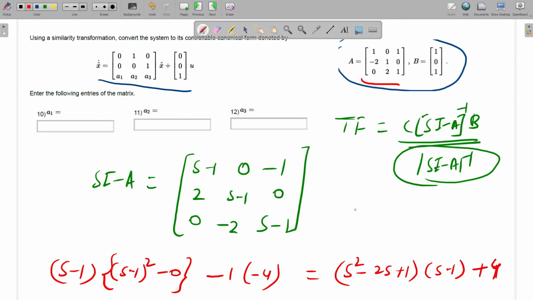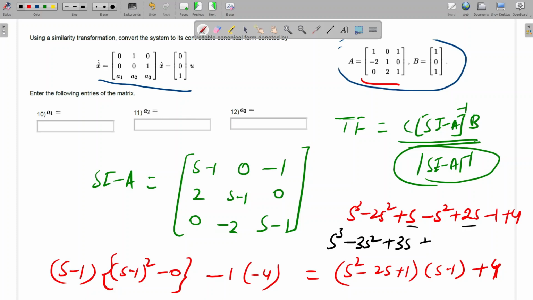Okay. Further it will be S cube minus 2S square plus S minus S square plus 2S, minus 1 plus 4. Is it correct? So overall, the final will be S cube minus 3S square plus 3S plus 3 is equal to, this will be our denominator, characteristic equation we can say.